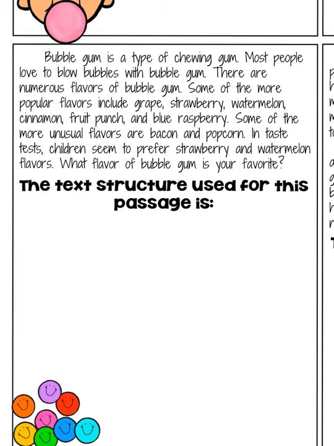The text structure used in this passage is description. We are given all sorts of details and adjectives about gum, what flavors it comes in, which ones are more preferable to children, and what type of gum bubblegum is. So because we were given details, but we were not given a problem and a solution or a cause and an effect or a sequence of events, this is description.